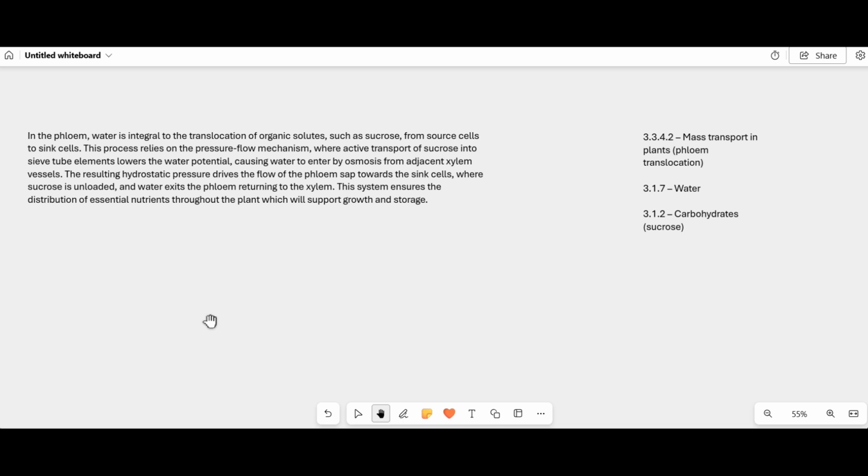That's it, bro. The actual knowledge you need is very small, bro. You don't need to have that much stuff here, but you just need to put it in the correct order. You get me? The resultant hydrostatic pressure drives the flow of the phloem sap towards the sink cells, where the sucrose is unloaded, obviously into the leaves, and water exits the phloem, returning to the xylem. This system ensures the distribution of essential nutrients throughout the plant, which will support growth and storage, yeah. So that's it, bro. Very short, very concise paragraph, just solidifying the extra marks that it's gonna have there, yeah.